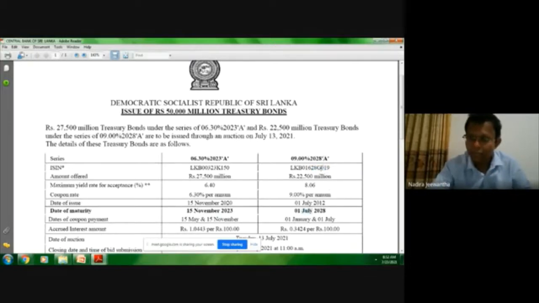Right hand side the date first. On the left hand side the year of the maturity, 28. That is how we do it, right?